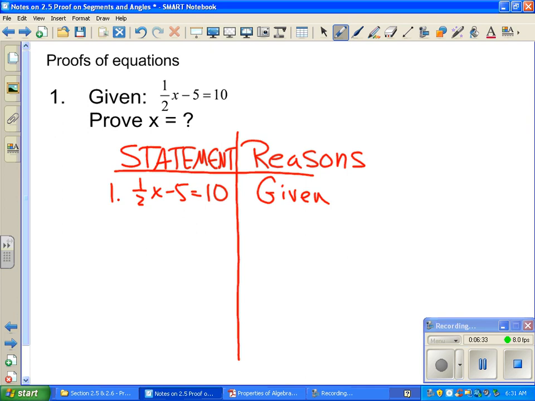Now, what am I going to do to fix that problem? Well, I'm going to add 5. And what property says I can do that is addition property of equality, because it allows me to add 5 to both sides to solve the question. So that leaves me with 1/2 x equals 15.